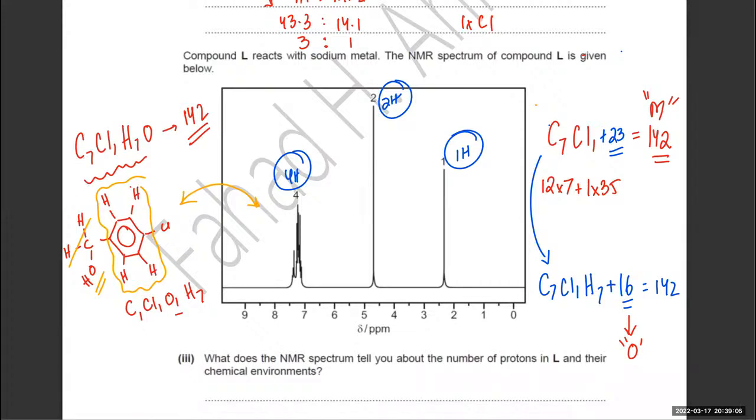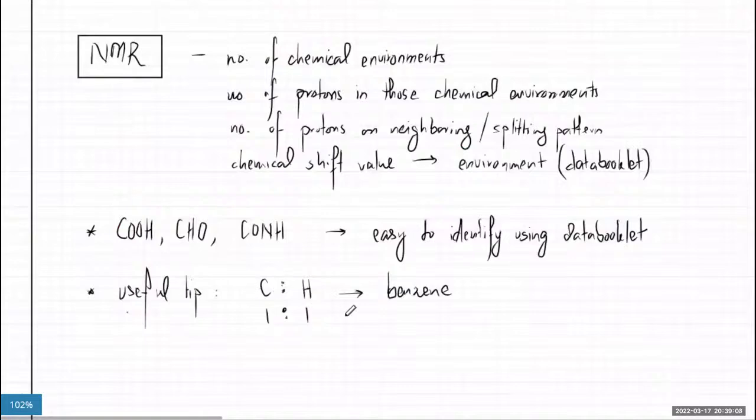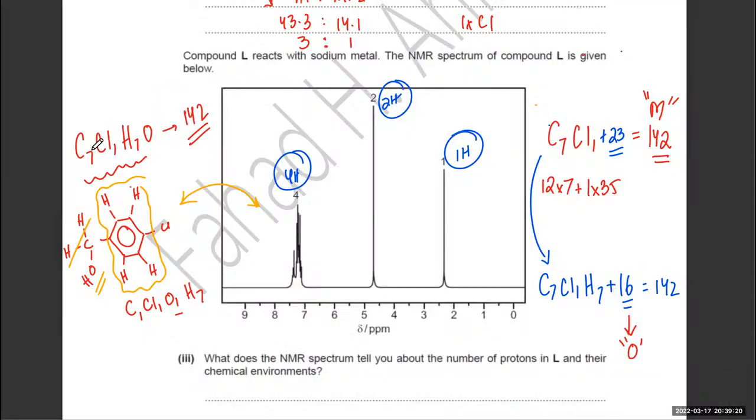Then I told you that when you have a very low carbon to hydrogen ratio, that indicates that there is a benzene. Because in pretty much all organic molecules, the carbon to hydrogen ratio is 1:2 or more than that. So I saw 7 carbons, 7 hydrogens. My hunch was that there must be a benzene in the structure. So if I put a benzene over here, I put a Cl over here, I put an oxygen over here, and I had one extra carbon, so I put it over there.